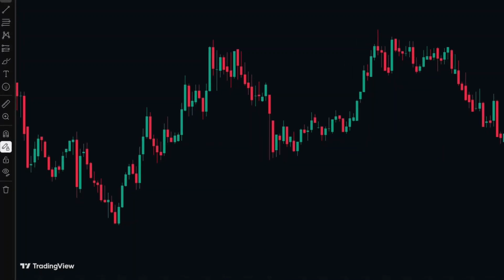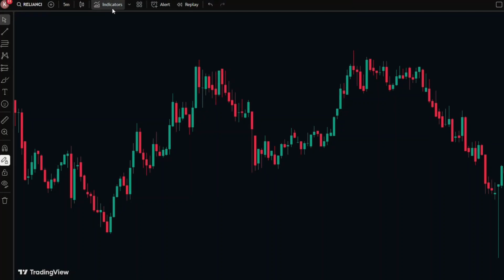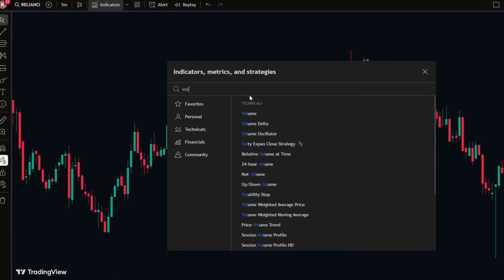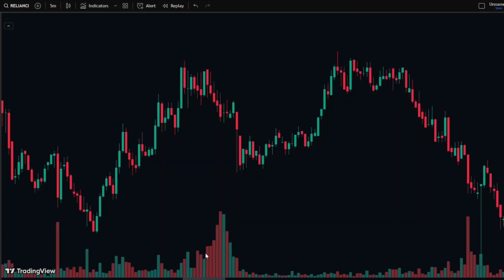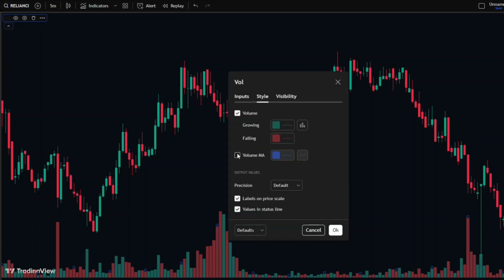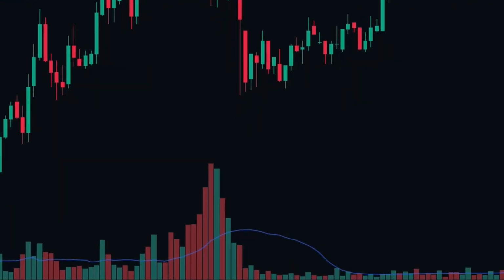For example, here's an uptrend. So, I'll add volume here. First, I'll go to the indicator section. I'll type in volume, then I'll click on volume. Now I'll change its settings. To do this, I'll go to settings. Here, I'll go to style. I'll tick volume MA. Look here, a blue line has been added to the volume area.